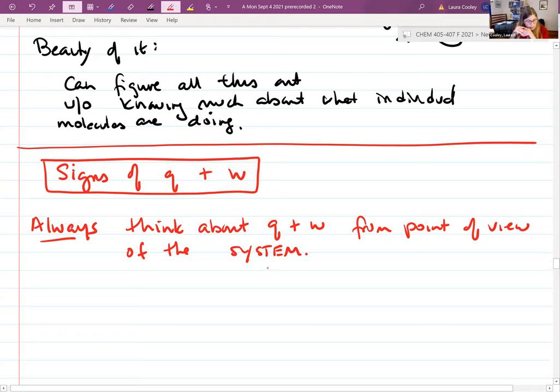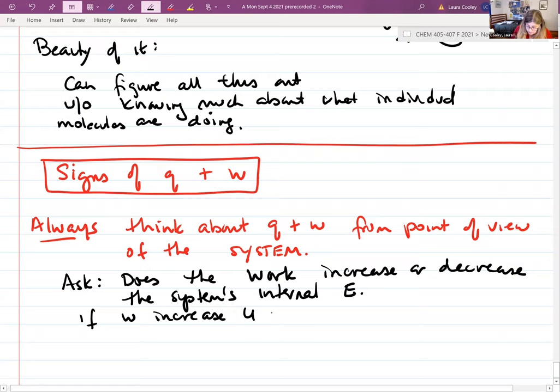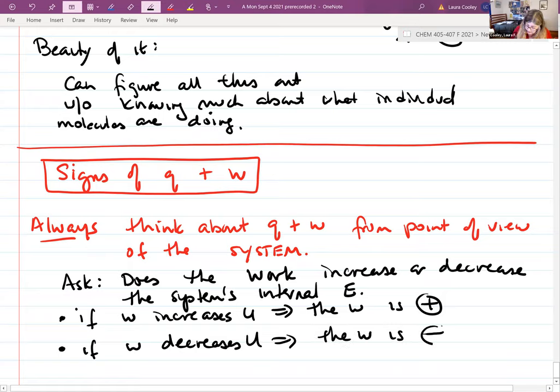So we ask the question, does the work increase or decrease the internal energy of the system? If the work increases the internal energy, we say it's positive. If it decreases the internal energy, we say it's negative. That's what I mean by looking at this from the point of view of the system. So we ask, does the work increase or decrease the system's internal energy? If W increases U, the work is positive. If W serves to decrease U, the work is negative, which tells you that delta U equals Q plus W is really a very rough recipe, because you have to figure out if the work is negative or the work is positive.